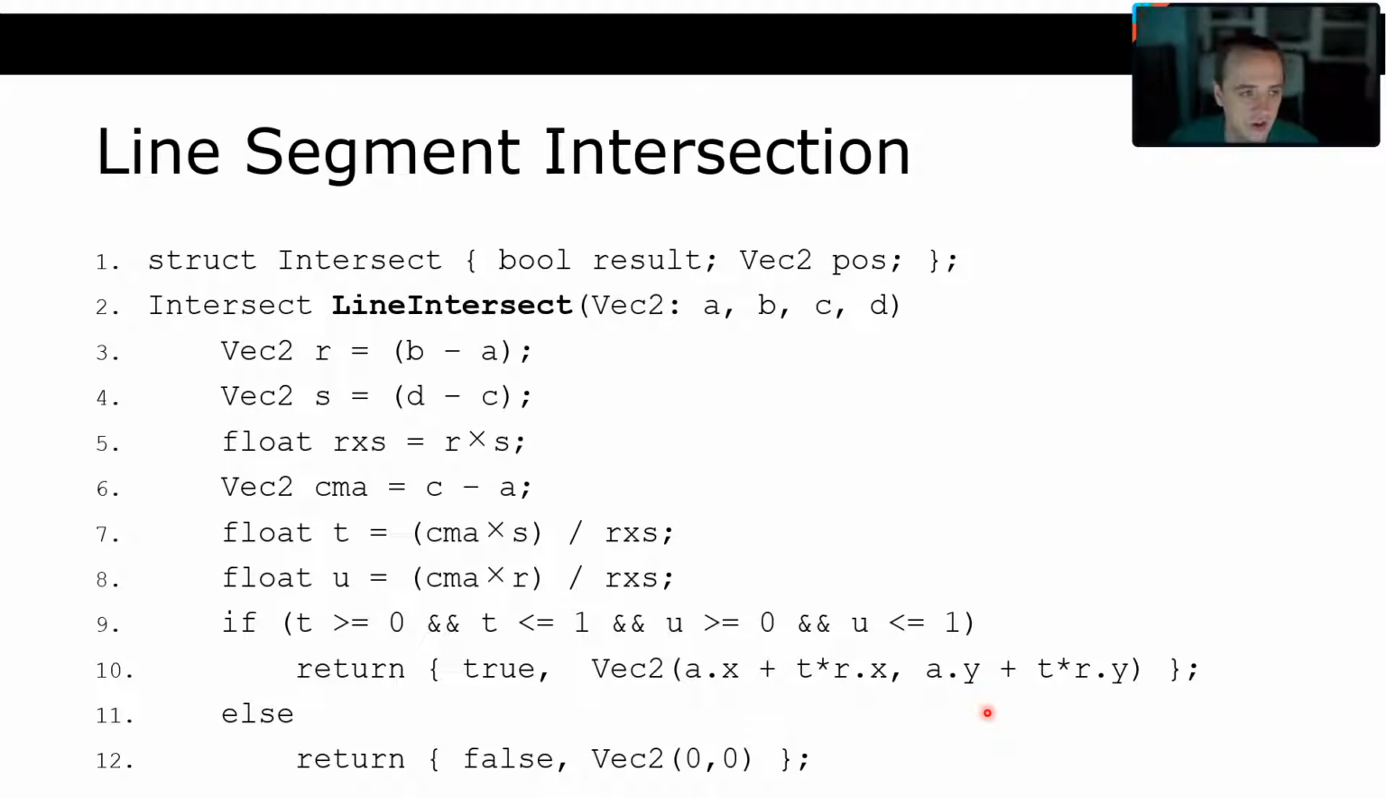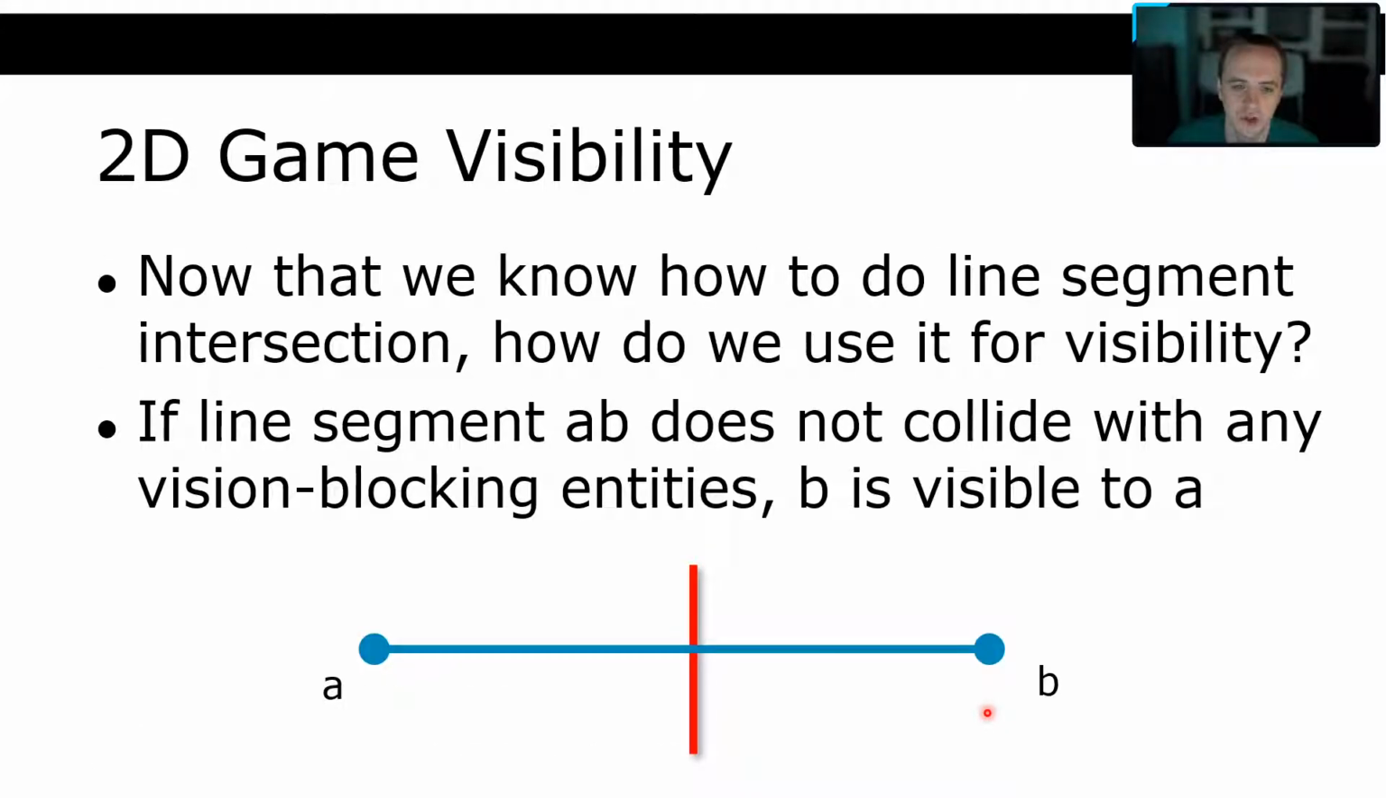Okay. Now we know how to do line segment intersection, but how do we actually use that for visibility, right? If line segment AB does not collide with any vision blocking entities, then B is visible to A. Really simple. So for example here, line segment AB collides with another line segment, and so A is not visible to B. If we had multiple lines here, we could do the same thing. We're just going to check, is A visible to B? Well, if it collides with any of these line segments, then it's not.